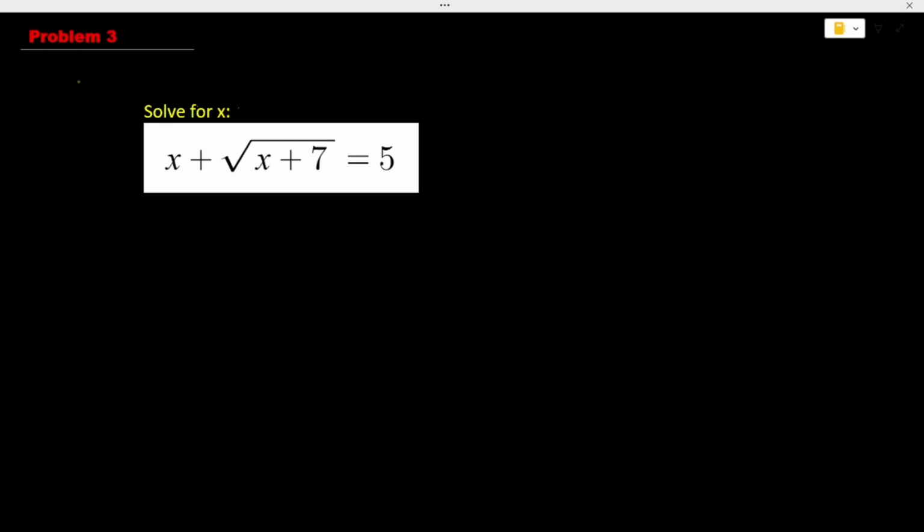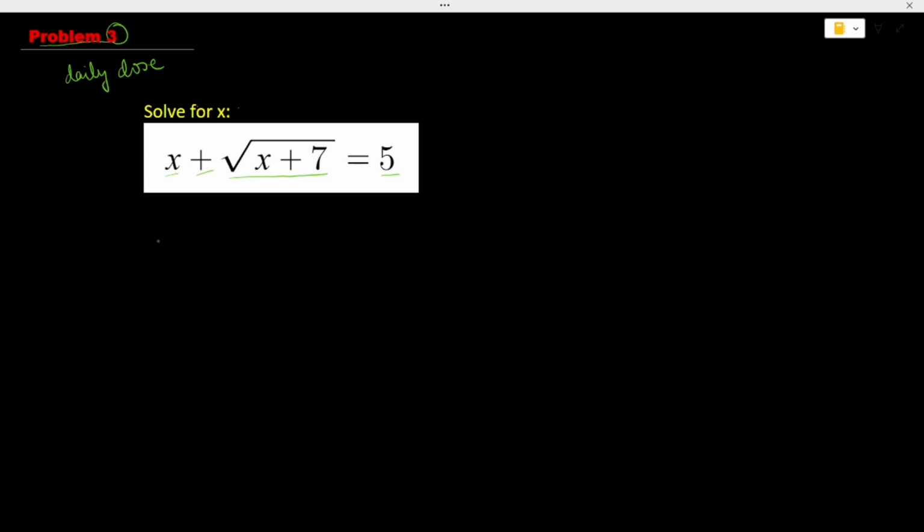So hello everybody, today is our daily dose of maths problem number 3, and today we are going to solve this question. Solve for x: x plus square root of x plus 7 is equal to 5.